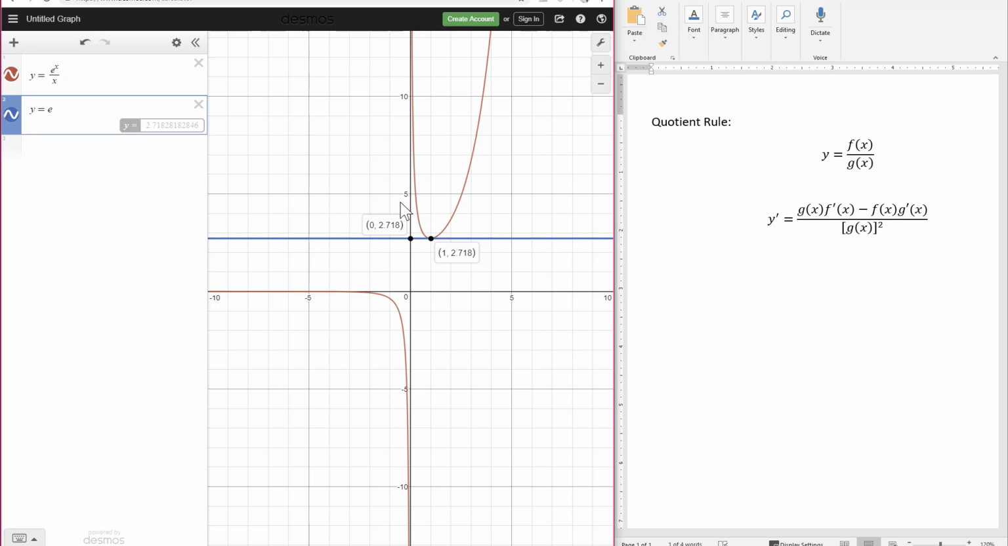It looks like it is a local minimum, which is something that we will be going over sometime in the near future. All right, hope that helps.